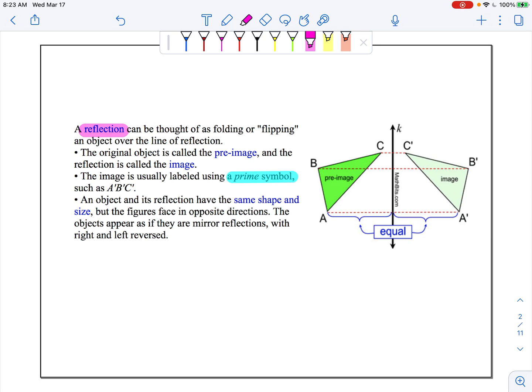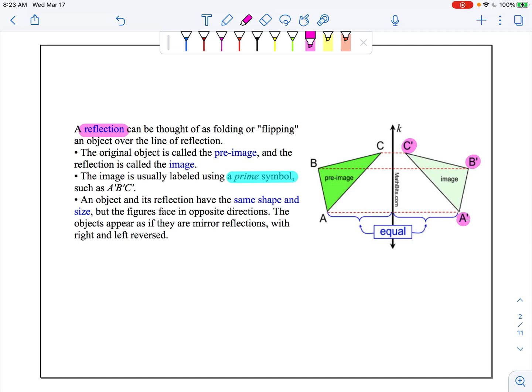So the original object is called the pre-image and the reflection is called the image. And so the image is usually labeled using prime symbols. So you'll notice that each one of these has a little, what I call a tick mark next to them. That's called a prime mark. And that indicates that that is the new image based on the pre-image. So if you see those little tick marks on the vertices of your image, you know that that is the reflection, not the object that was reflected.